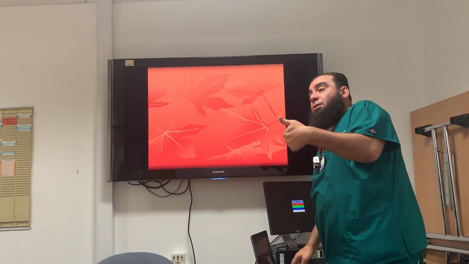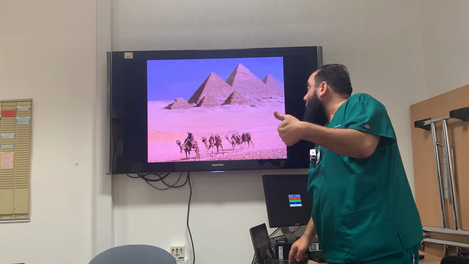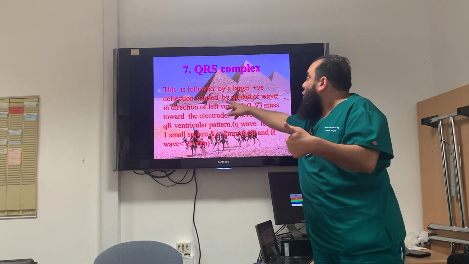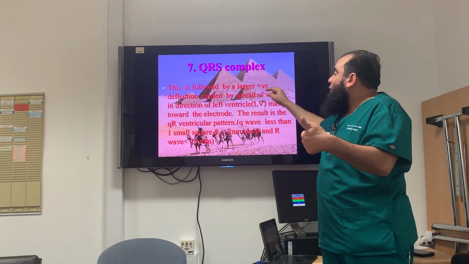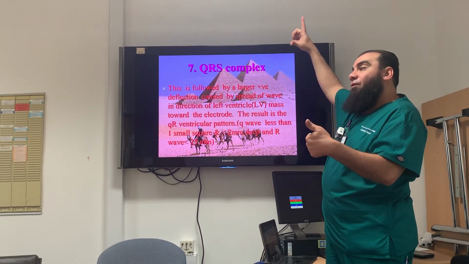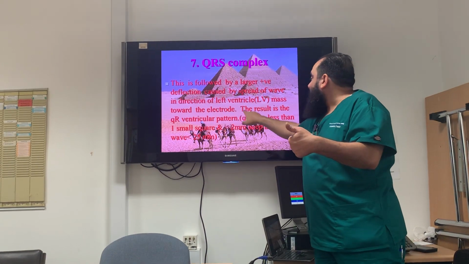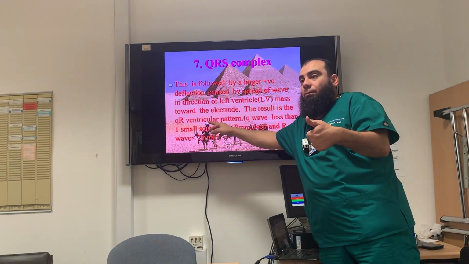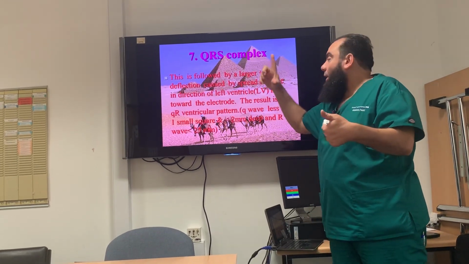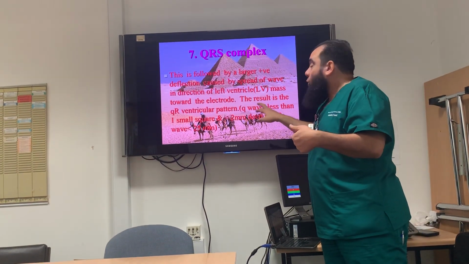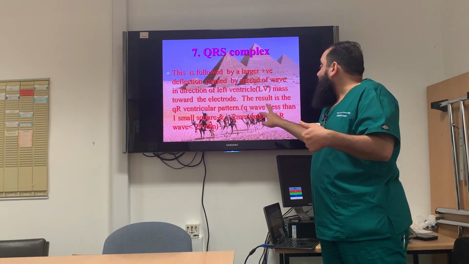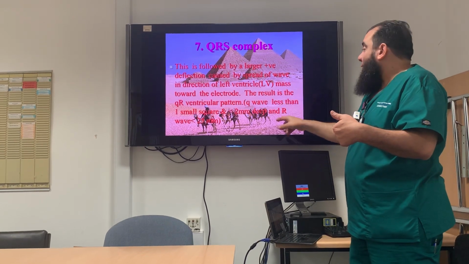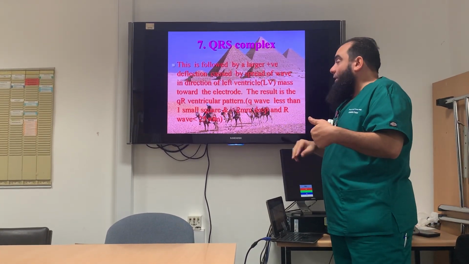And of course, it is away from the electrode. It is followed by a large positive deflection caused by the spread of the wave in the direction of the left ventricle. That's why the R will be very big. The result is a small q and a large R. But the Q is not pathological. It means less than 1 small square in width or duration and less than 2 millimeters deep.